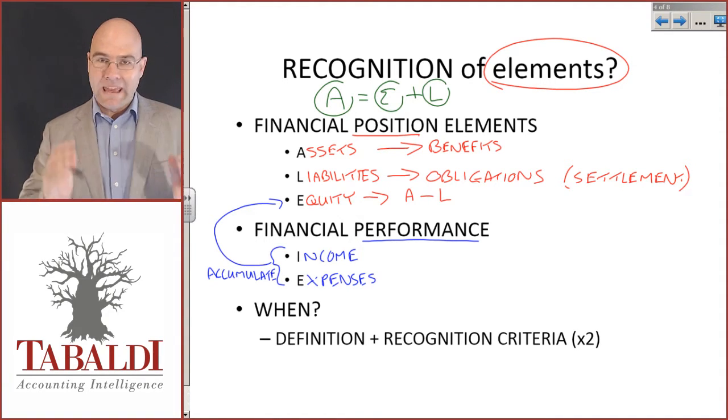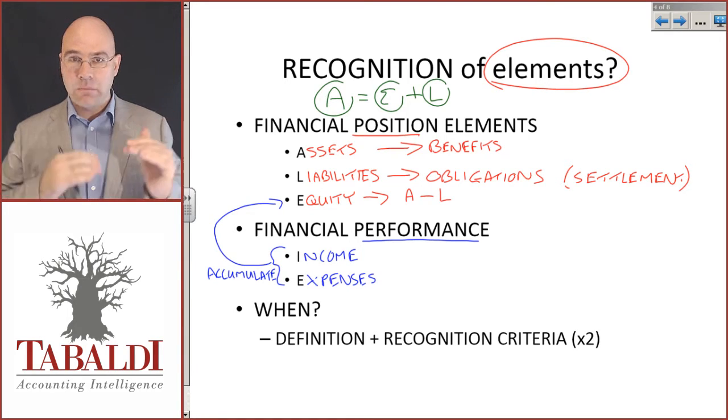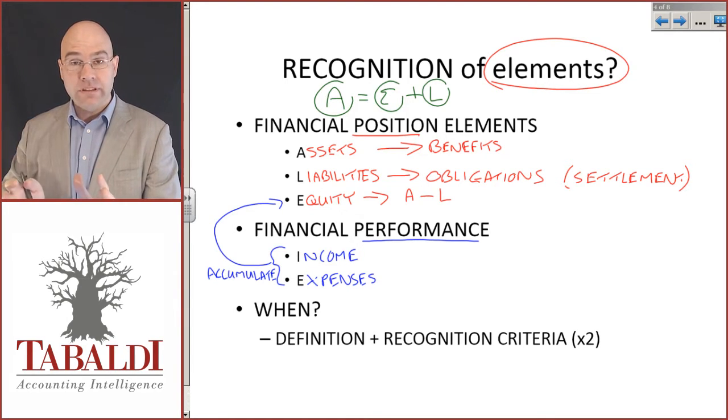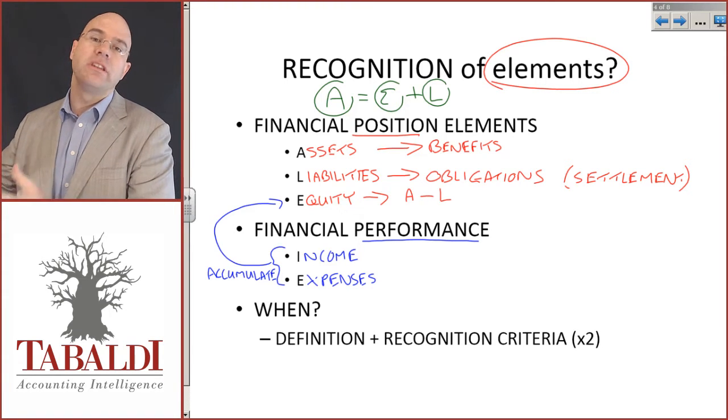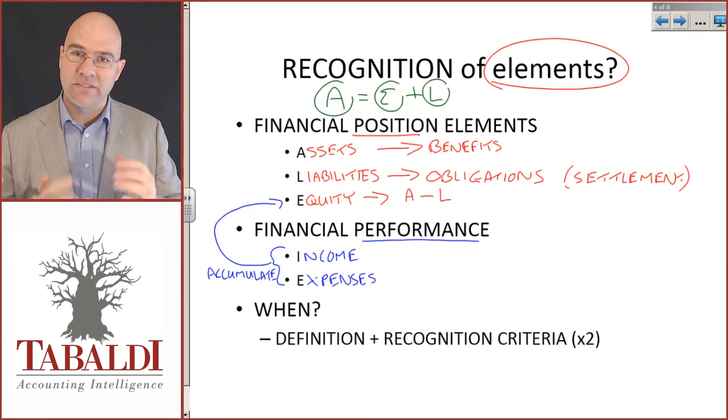Okay, so every year for that period, we have a financial performance. Income minus expenses becomes part of profit. Profit then goes to retained earnings, which is equity. So they fit together, guys. Everything in accounting is a piece of a puzzle.